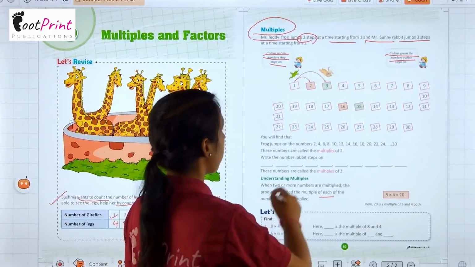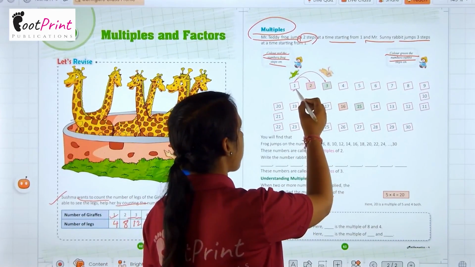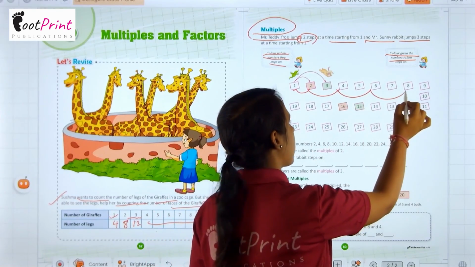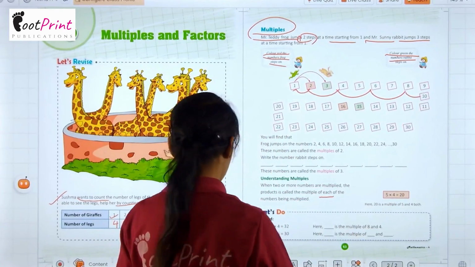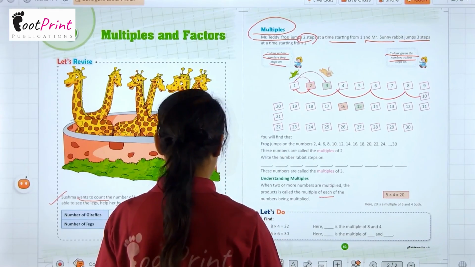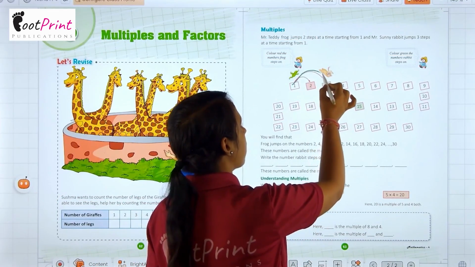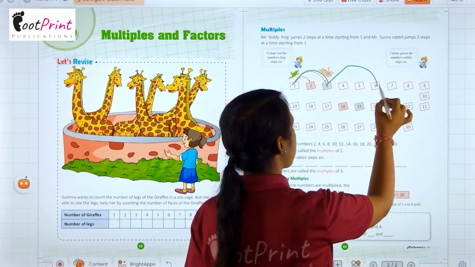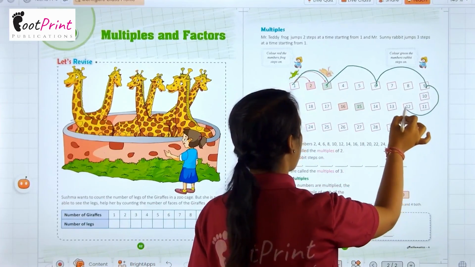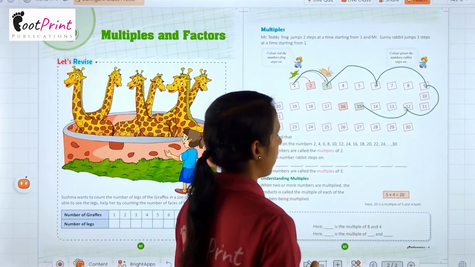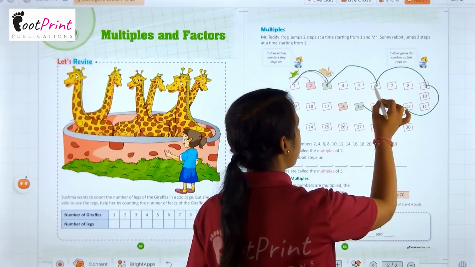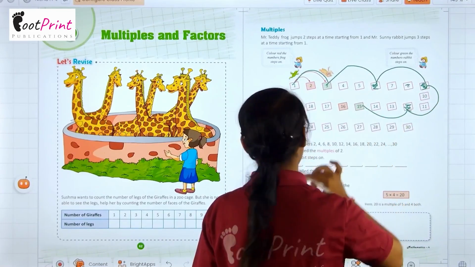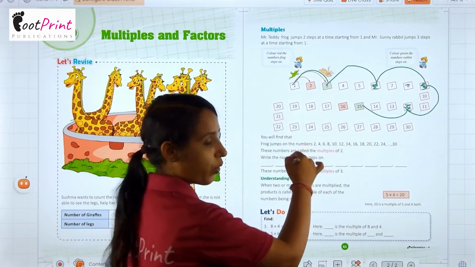So just find out. Here frog is jumped to 2, then 4, then 6, then 8 and then 10, just like that, and so on. So here rabbit jumps like that, 3, then 6, then 9, then 12, then 15, just like that, and we have to color it green color. Okay, after that we can find, you have to do it.